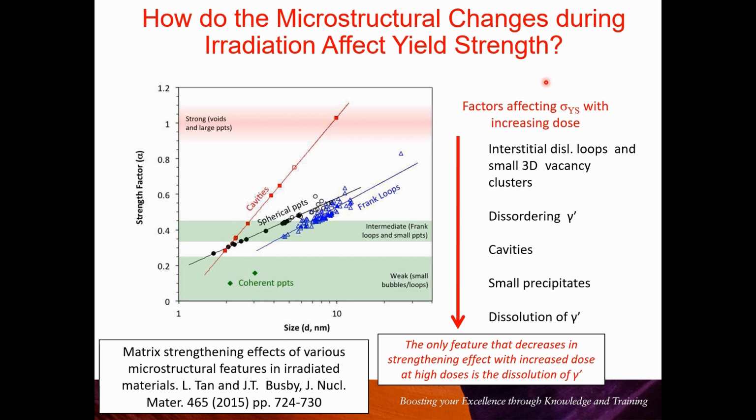There are many different things that are going on when a material is being irradiated. You're getting interstitial loops created, you're getting disordering of the gamma prime, you're getting cavities formed, you get small precipitates formed, and you're also getting dissolution of the gamma prime. But what largely happens is the material softens, and that's largely because of the dissolution of the gamma prime.